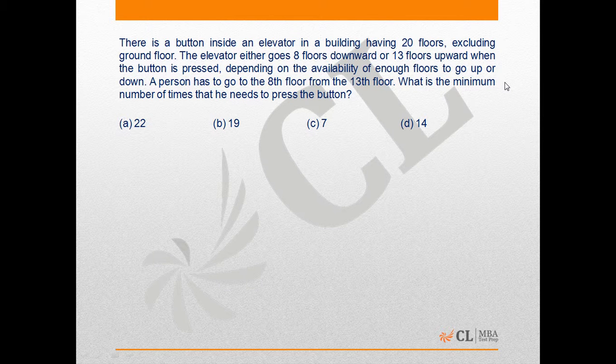This problem is based on an elevator. There is a button inside an elevator in a building having 20 floors excluding the ground floor. The elevator either goes 8 floors downward or 13 floors upwards when the button is pressed, depending on the availability of enough floors to go up or down. A person has to go from the 13th to the 8th floor. What is the minimum number of times that he needs to press the button?